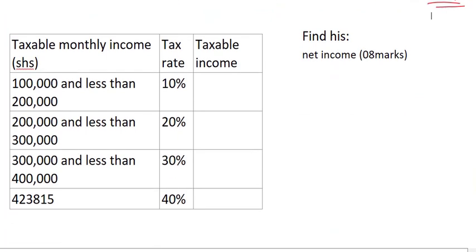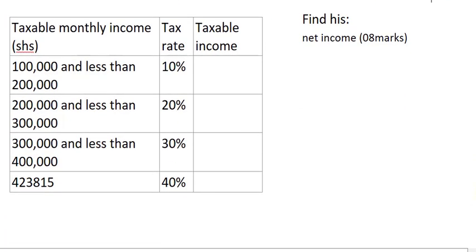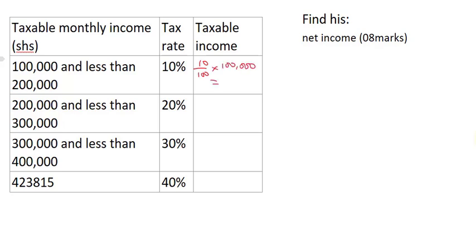Now question B says that we should find his net income. Now in order for you to find his net income, you have to calculate the tax for every hundred thousand. Now the first one says between 100,000 and less than 200,000. So for the first 100,000, you are going to do 10 over 100 multiplied by 100,000. Now notice this is going to give you 10,000. So that's the first one.